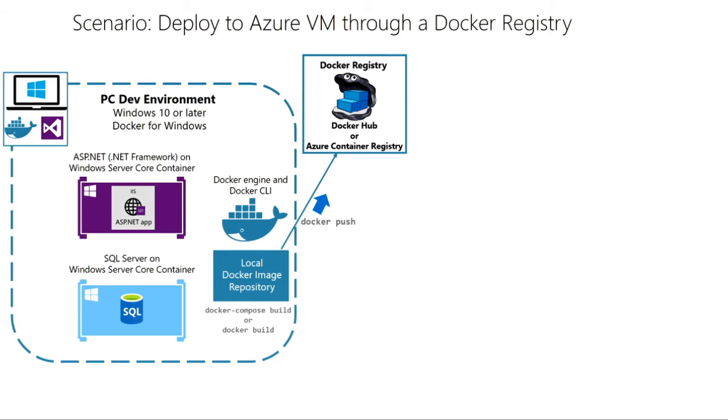A Docker registry is like a large repository where you can upload your images. Docker has a public one, which is called Docker Hub, and Microsoft has another one in Azure. It's called Azure Container Registry. So if it is something private, it's better if you use the one in Azure, because it also has less latency with your application when grabbing the images.